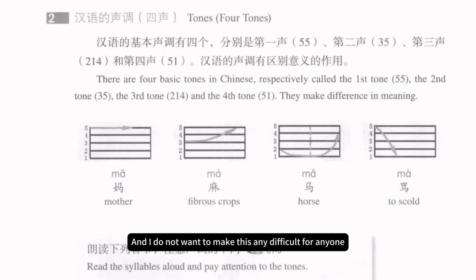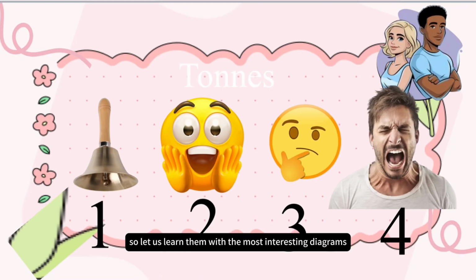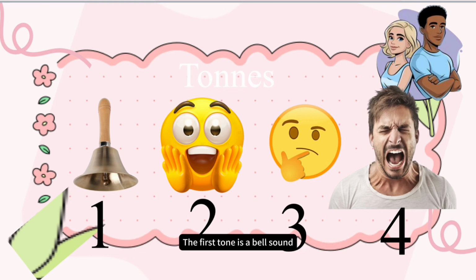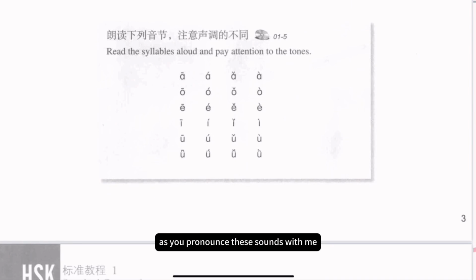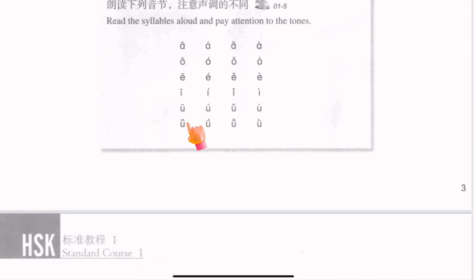And I do not want to make these any difficult for anyone. So let us learn them with the most interesting diagrams. I found these diagrams to teach you how to pronounce them. The first tone is a bell sound. Try to think of a bell as you pronounce these sounds with me. O, E, U. Very good.